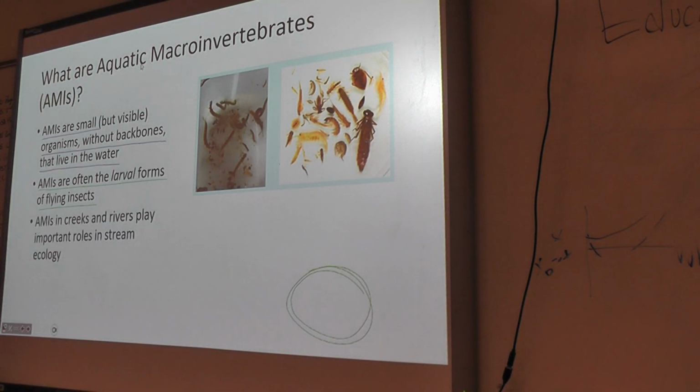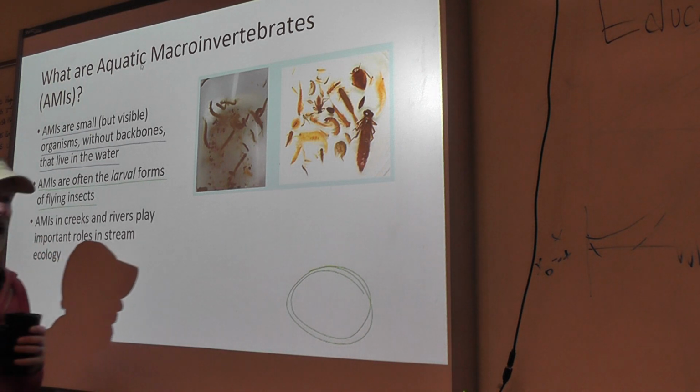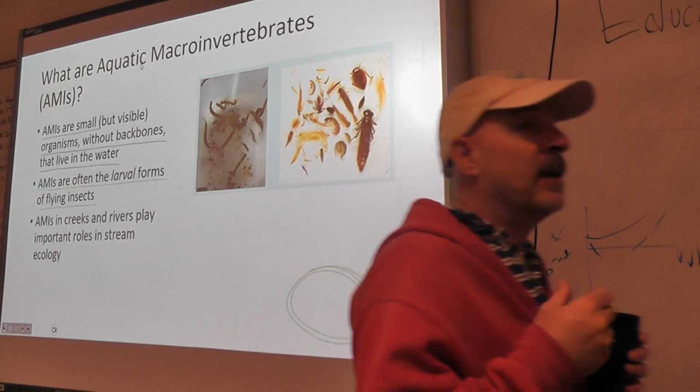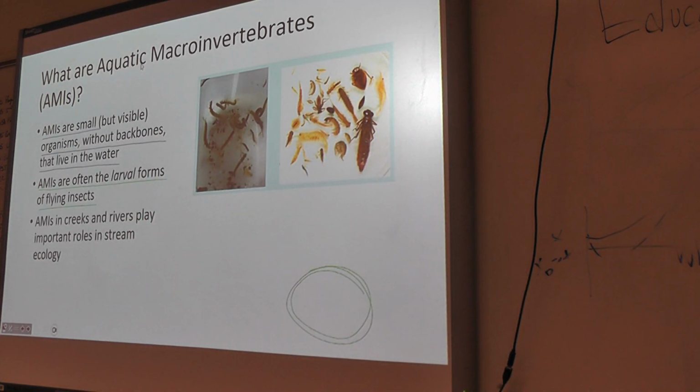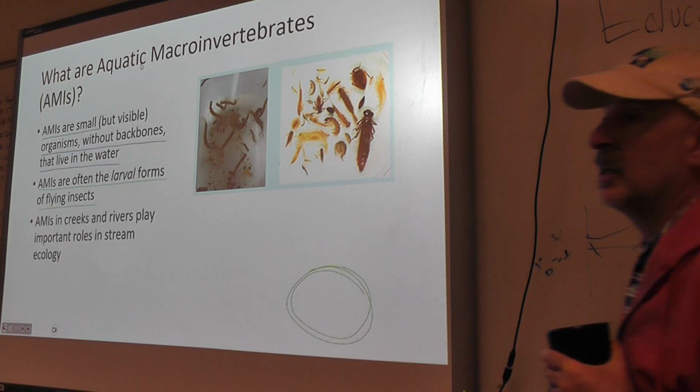They are important to think about in terms of ecology because they form the base of the food web for other organisms in the creek. So a lot of fish and amphibians and other organisms that live in the creek, including some other aquatic macroinvertebrates, use these things as a food source.